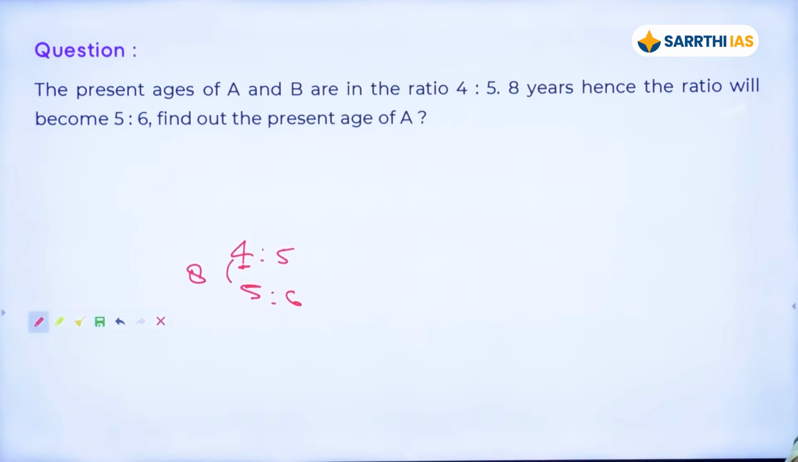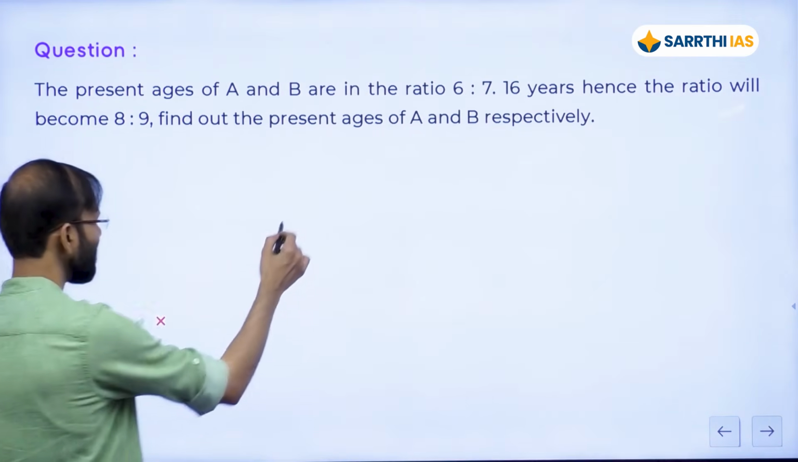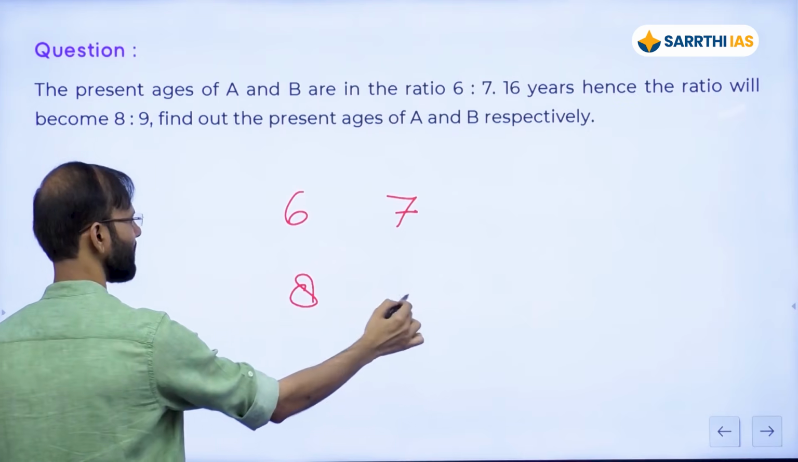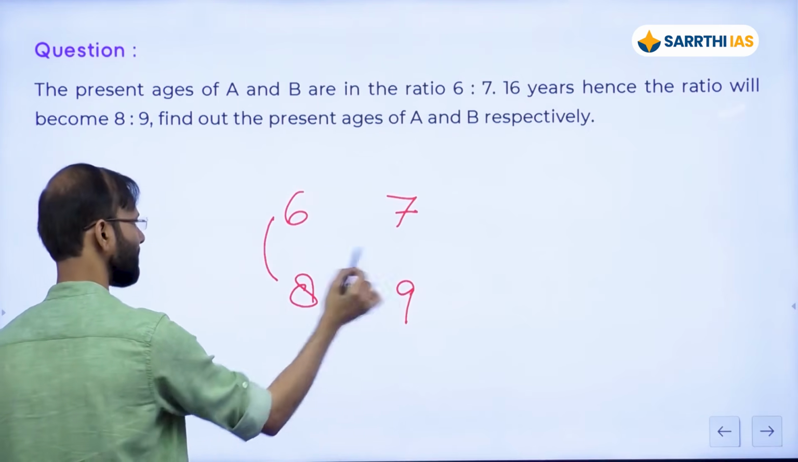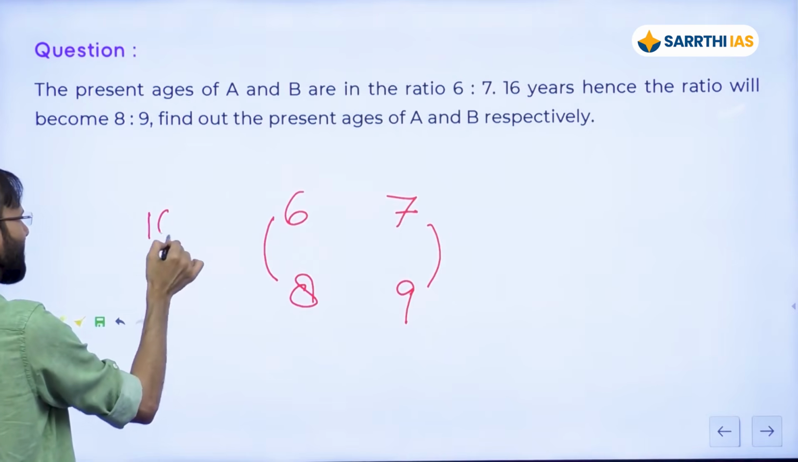Correct, everyone? Any other doubt? Any other query? No? ठीक है, आगे बढ़े हम. अब देखिए, this is 6:7 becomes 8:9, right, everyone? Now the pattern is there, but the problem is the difference is 2, right? So you know what? It happens in 16 years.